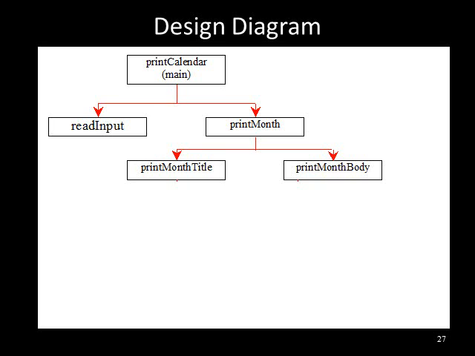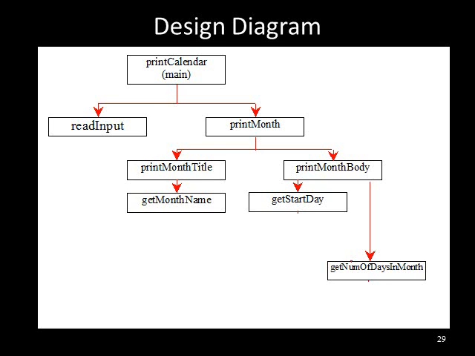Well, we need to print a title, and we need to print a body. Let's ask some more questions. Well, what do I need to print the title? It gives us, well, you need to get the month. Well, after knowing the month, what is needed to print the body? Well, the answers to those questions are we need a start day and we need a number of days. And so the answers to our questions become the lower modules.